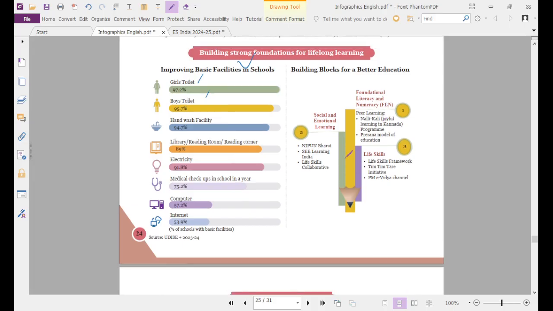And building blocks for better education. The NEP is there. There are various schemes like social and emotional learning. We have basic numeracy. There is the Pratham report, the ASER report. There are many others.